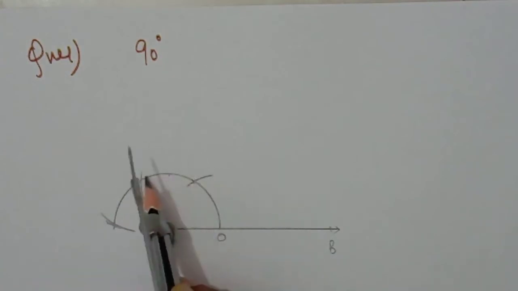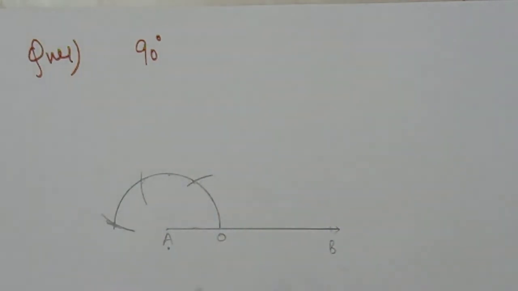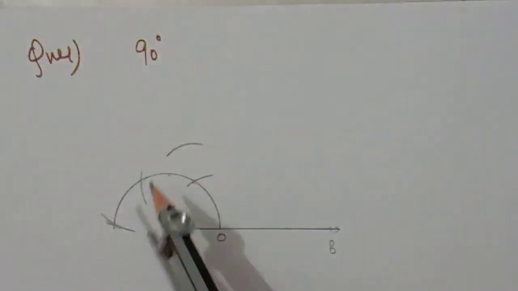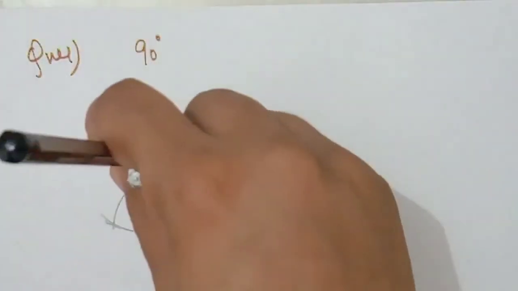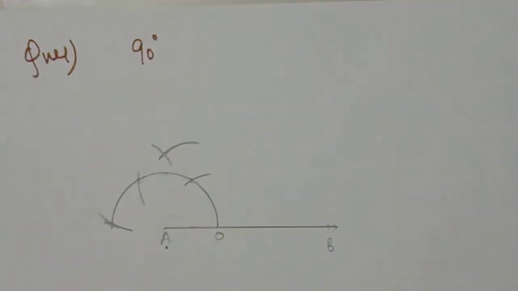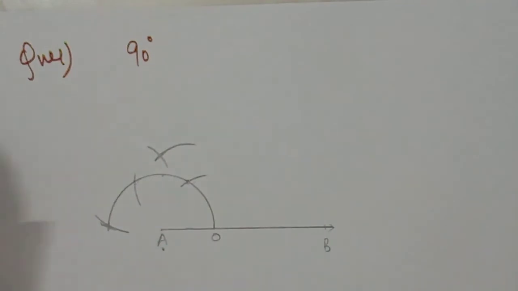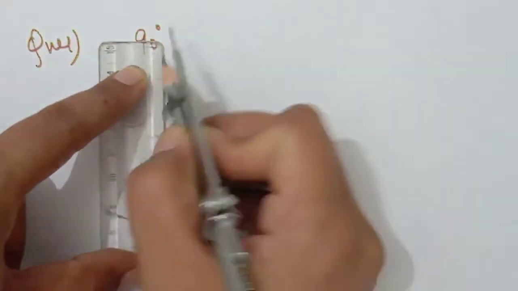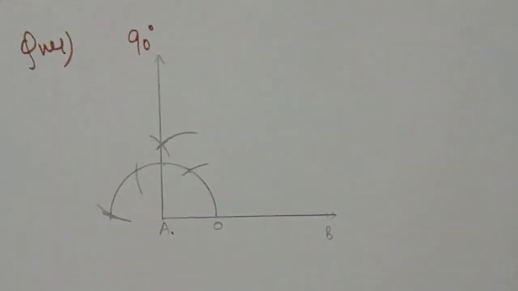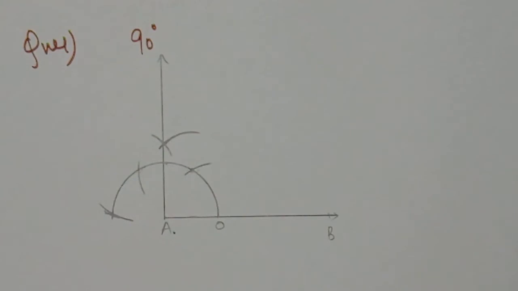So we will bisect this angle. I already explained how we bisect an angle. We will open the compass more than half of this arc, take this as a center and draw an arc, then take the other point as a center and draw another arc. We will extend these arcs until they meet, and then put our scale here and draw a straight line like this. This is our 90-degree angle.